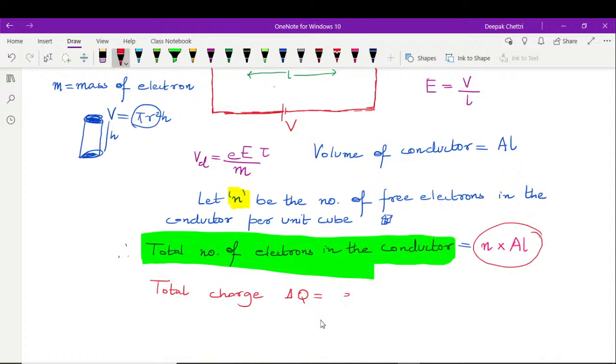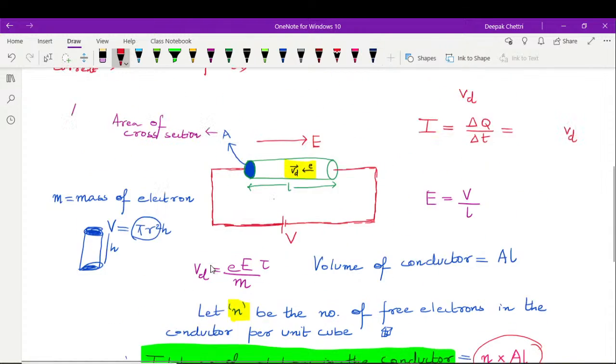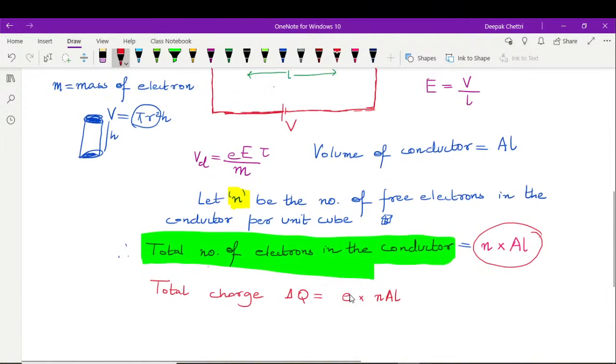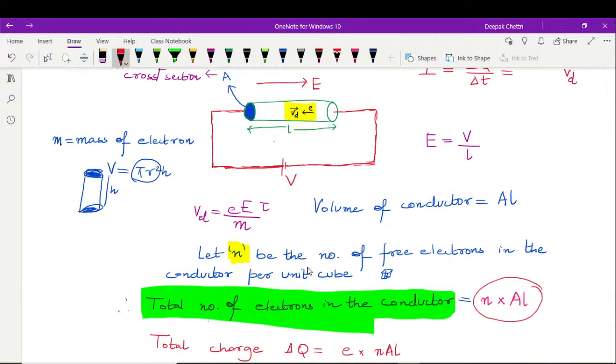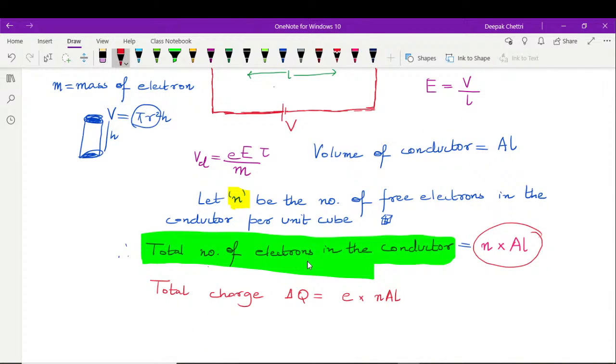So that's how I'll get E into N A L. This is the total charge that is there inside this conductor. Inside this conductor, the total charge is E into N A L, right? Is it clear? Okay, so this is the total charge.